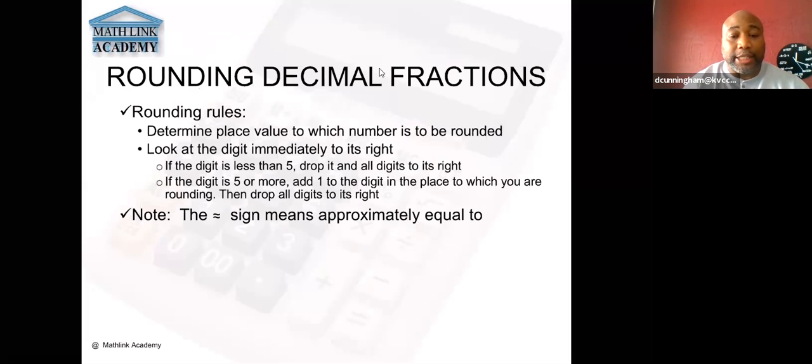If the digit is less than 5, then we drop it off and all the other digits to the right. And if the digit is 5 or more, we add 1 to the digit in the place to which you are rounding, then drop all the other digits to the right. So let me show you an example of what I mean by that. Let's go to our whiteboard and round some decimal values.